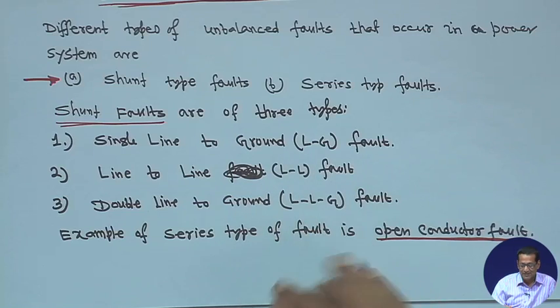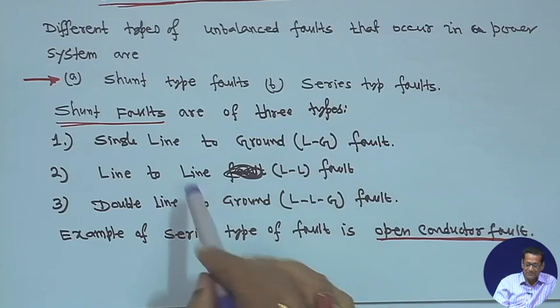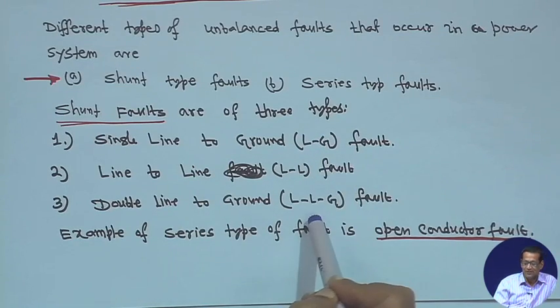But simultaneous occurrence of 2 faults, for example, phase A to ground fault and phase C to ground fault, the probability of simultaneous occurrence of such a fault is very rare. Or suppose phase A line to ground fault and phase B and C line to line fault, these occurrences are very rare. So, we will not study those things. That probability is almost negligible. Anyway, shunt faults, basically single line to ground fault we will study, line to line fault we will study, and double line to ground fault.